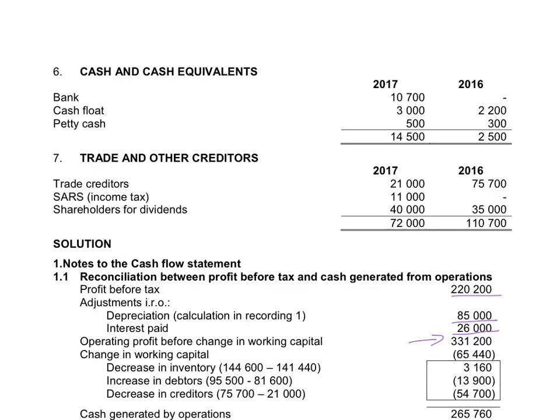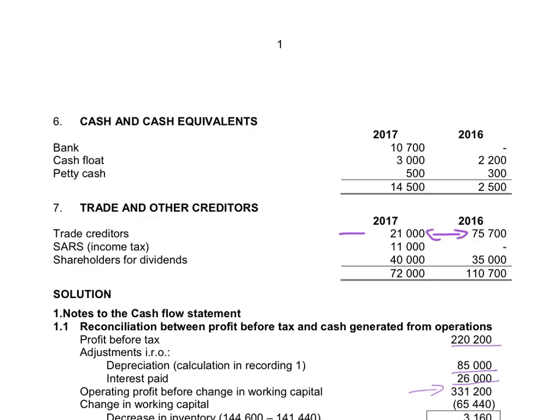In creditors, there's trade creditors. SARS income tax is shown separately when we calculate the outflow as a result of income tax paid. Shareholders for dividends is shown separately, so here we will just work out the difference between the previous and the current year for creditors. The creditors decrease, so we owe less money because we paid money to them during the year, so there was an outflow of money.